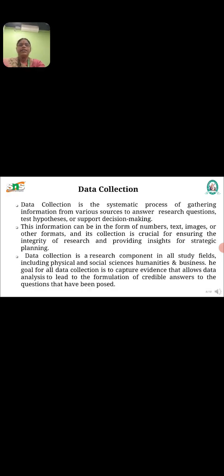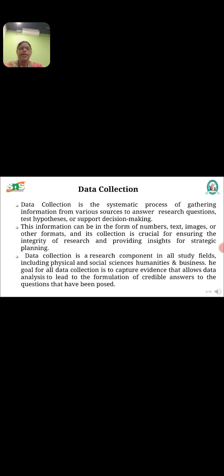Data collection is a systematic process of gathering information from various sources to answer research questions, test hypotheses, or support decision making. So, data collection is very important for any research. It might be primary data or secondary data. This information can be in the form of numbers, text, images, or other formats, and its collection is crucial for ensuring the integrity of research.